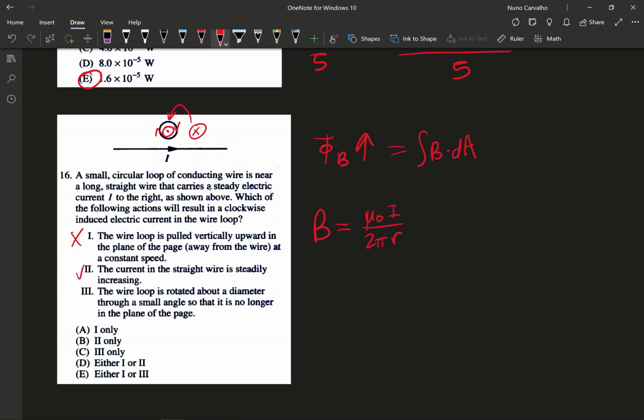And then number 3, the wire loop is rotated about a diameter through a small angle so that it is no longer in the plane of the page. Currently it is in the plane of the page, and this means that the angle between the normal of the loop and the magnetic field is 0, which means that cosine of theta is 1, which is at its maximum. So our magnetic flux, which by the way is a dot product that includes the cosine theta, is at its maximum given these current values. If we were to pull it out of that angle, it would decrease the cosine theta, which would decrease the magnetic flux. So once again, this is not true. The only one that's correct is number 2, so the correct answer choice is B.